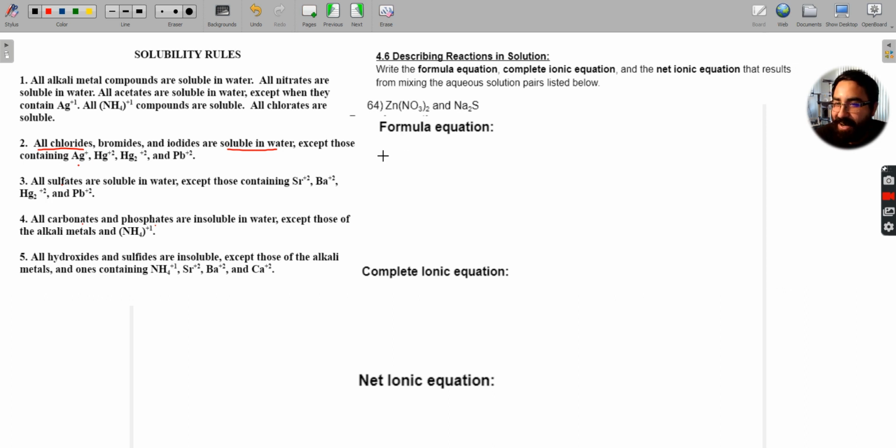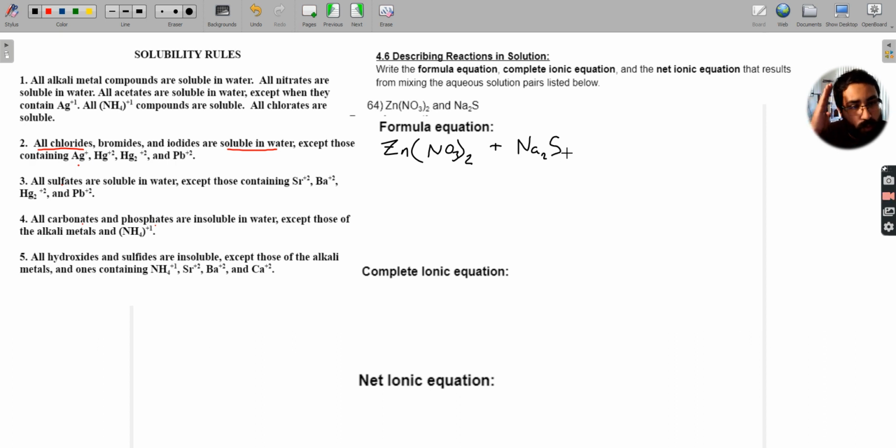All right, so zinc nitrate. That's so bad. I shouldn't be doing that. Mr. Sanchez, you should be doing all your work. Shut up. You should too. All right, but you get graded on it. All right, so zinc nitrate plus Na2S.